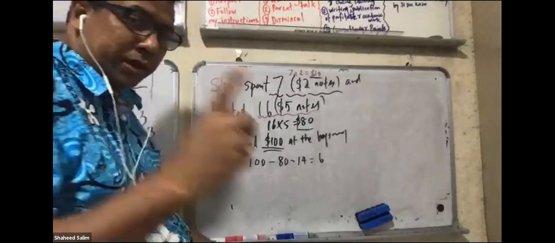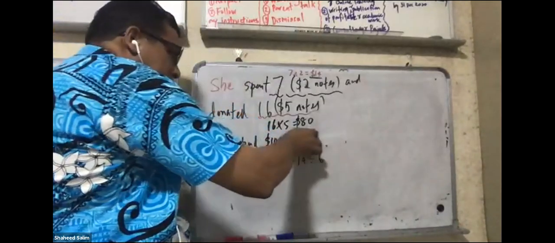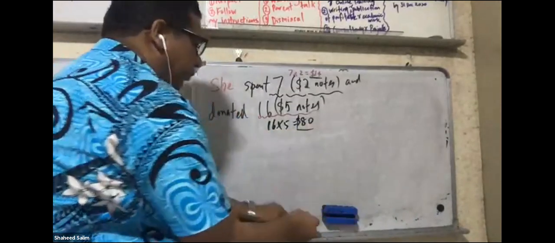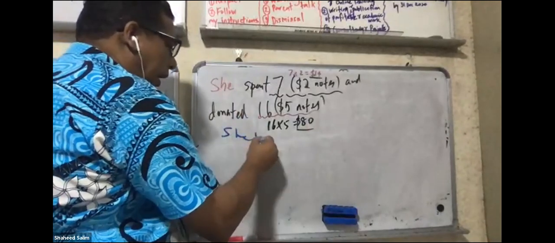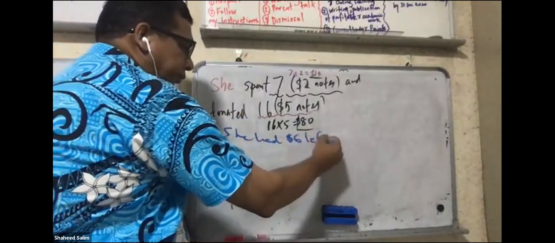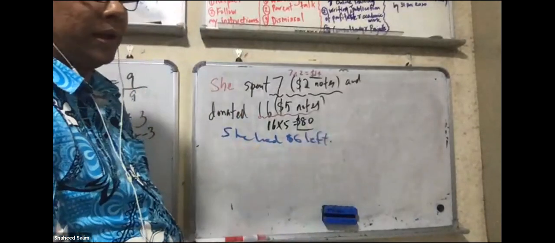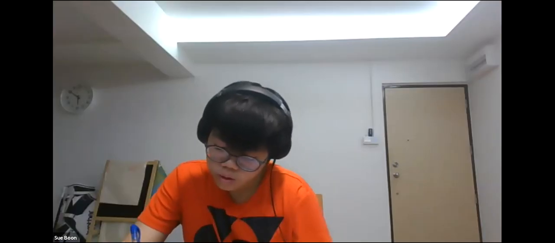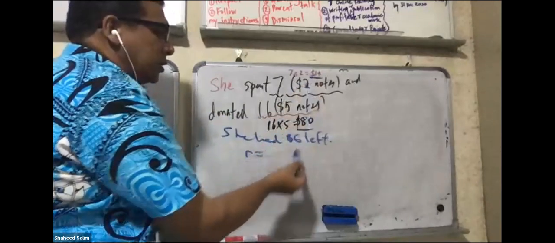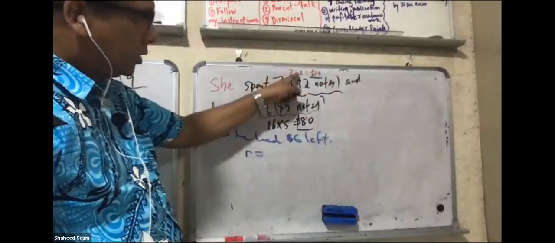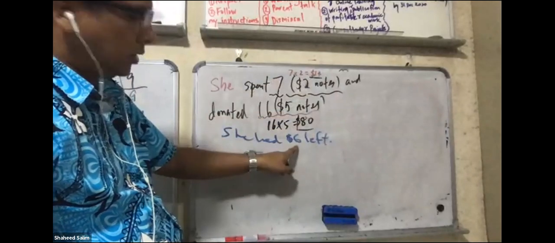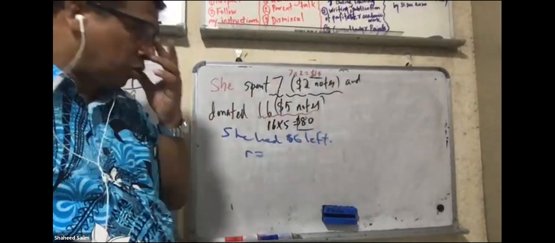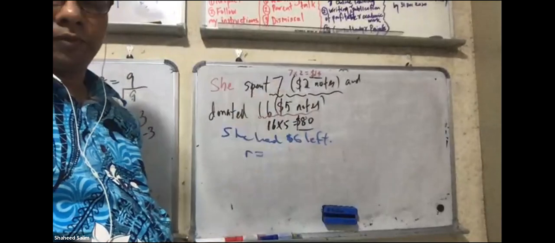Imagine now, I didn't tell you this. I just tell you she had $6 left. And I ask you how to find how much money she had at first. So what do you do? R is equal to what? Oh, you take this plus this plus this. That's what you do. You take this, 14 plus 80 plus 6. You get 100. And there's no remainder on your side. So the remainder is 0 left.